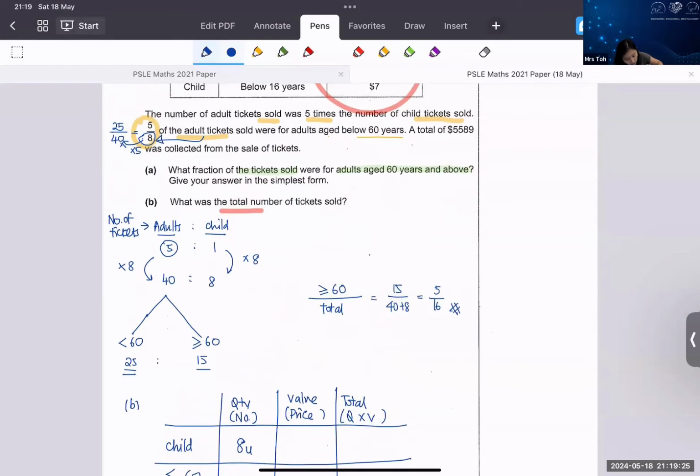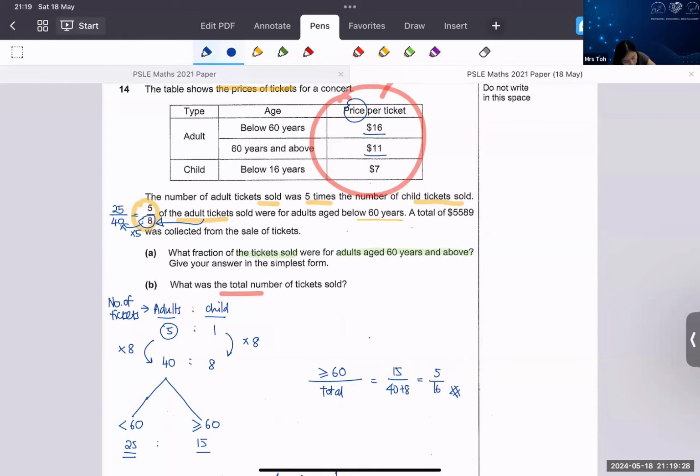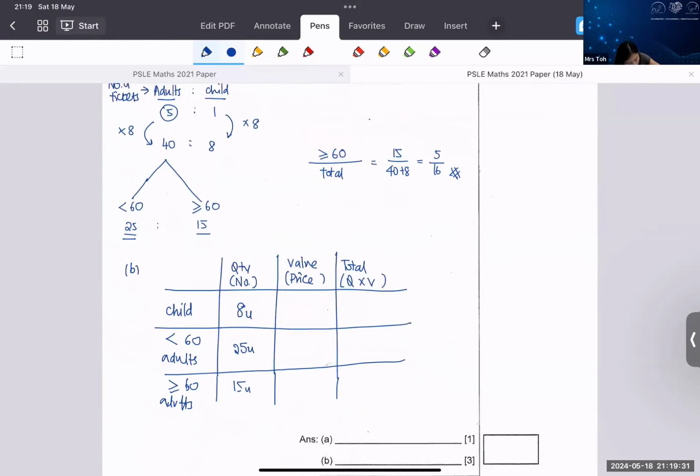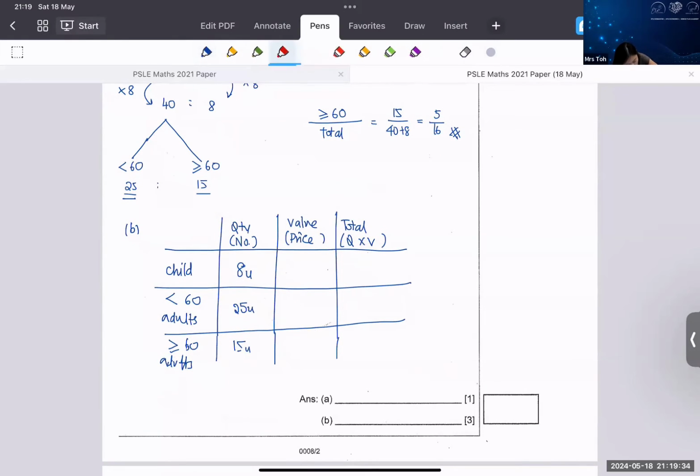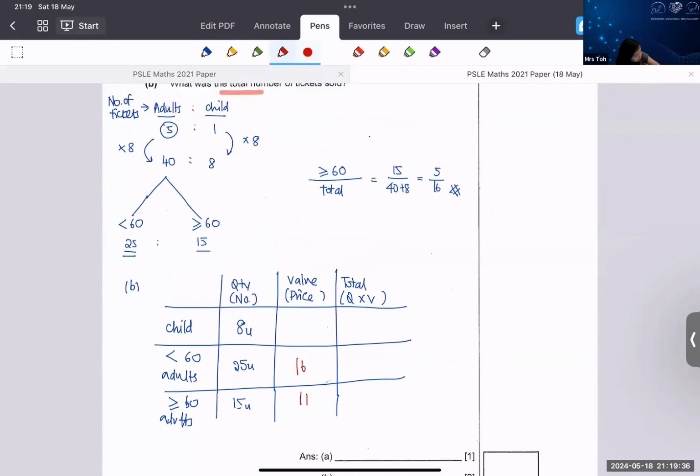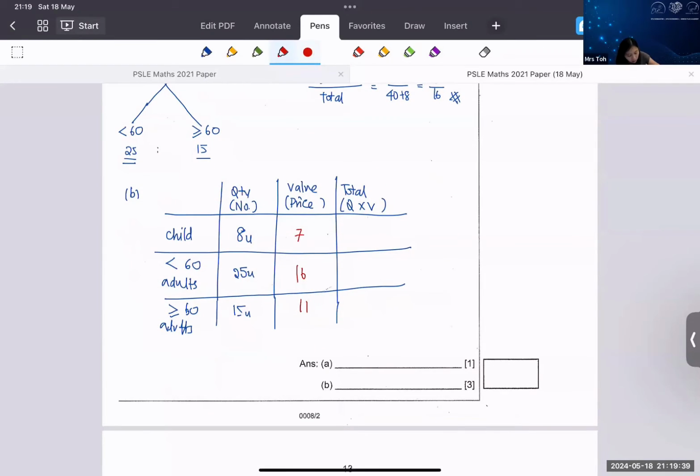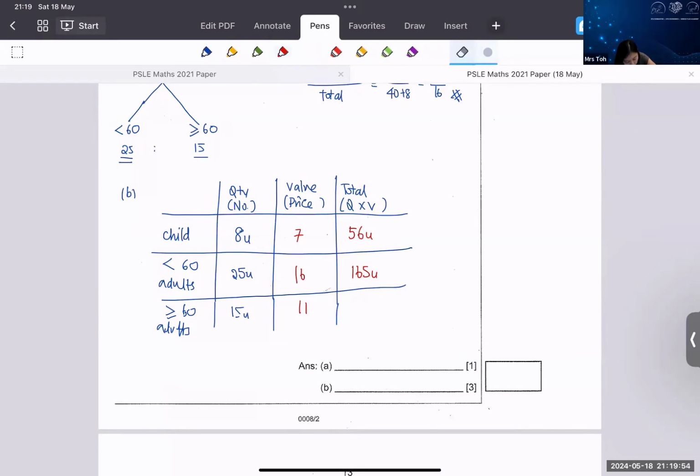Then the price is 16 and 11 for adult. We don't need to put units. We'll put 16, 11, and then for child will be 7. So when you multiply, this will give you 56 units. 25 times 16 will be 400 units. Then 15 times 11 will be 165 units.